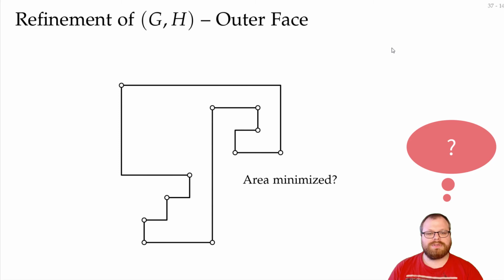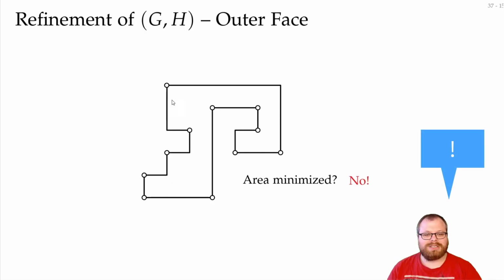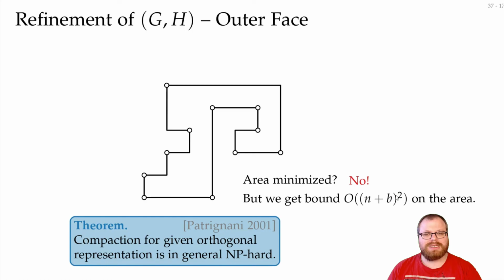However, if we look at the input graph, is this really a minimum area for this? Well, it's easy to see that it's not, that we can just transform this, we can just move this up, and then we get something smaller. So this does not minimize the area of our graph. But we get a bound on the area, which is order of n plus b squared, where b is the number of bends. And in general, the compaction for a covalent orthogonal representation is NP-hard. So there's probably no hope for us to find the drawing with the minimum area.